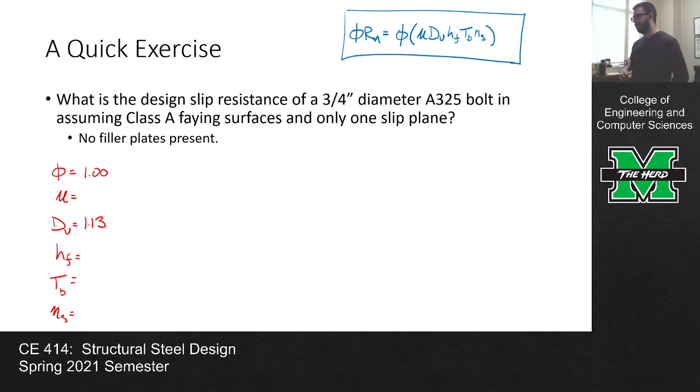So next up, what about the number of slip planes? Well, I told you this one, so you kind of get off the hook there. And I'm going to go ahead and give you this one because there's no filler plates present. So I'm kind of telling you based off this statement and this statement that H sub F is 1 and N sub S is 1. That one's kind of cheating. Okay, so let's take this one. Let's take mu. What is mu for this going to be? Now you got to start flipping through your notes.